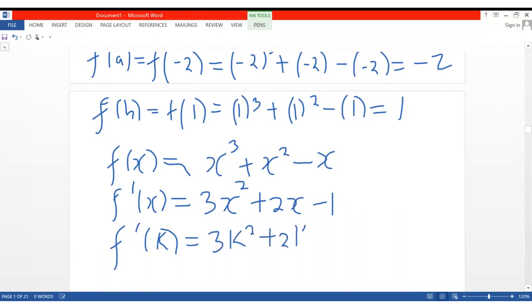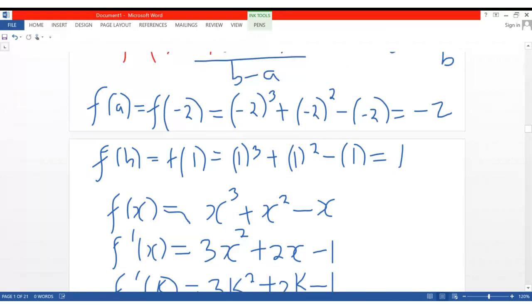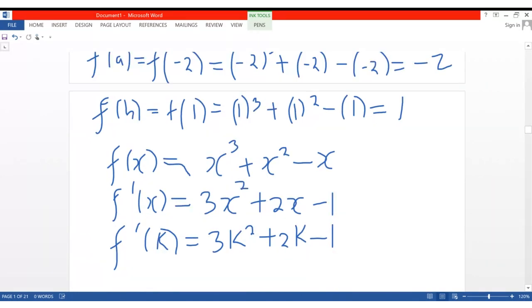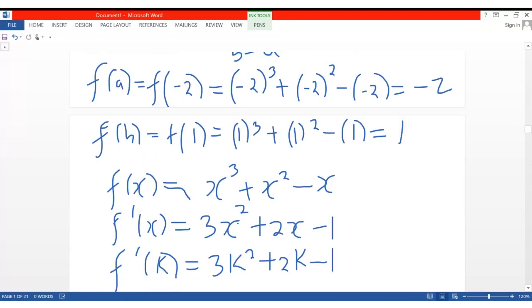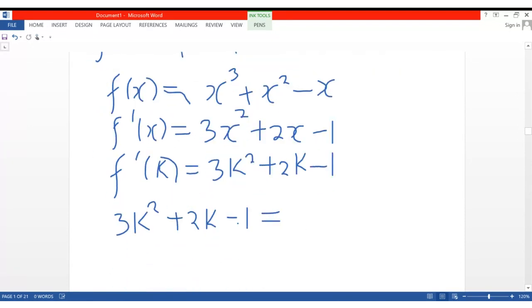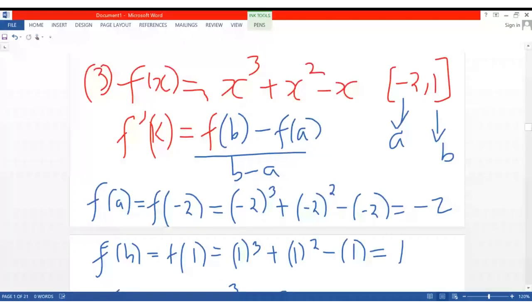So we have everything that we need. So we need to input everything in the formula. So let's say I start with the f prime of k. Then I go to our f of b. Our f of b was 1, minus our f of a, which is -1. Then I go to the interval, our b was 1 and our a was -2. I'll get here 1 minus -2.